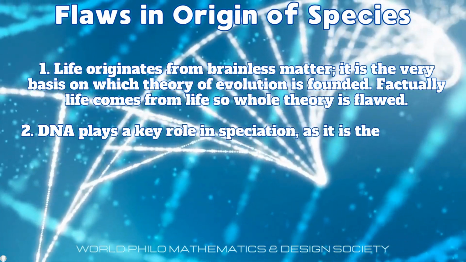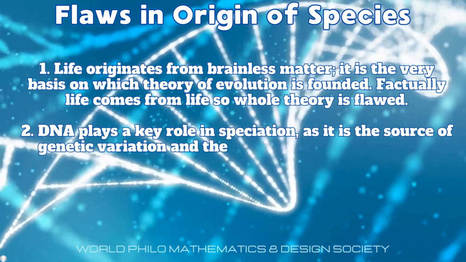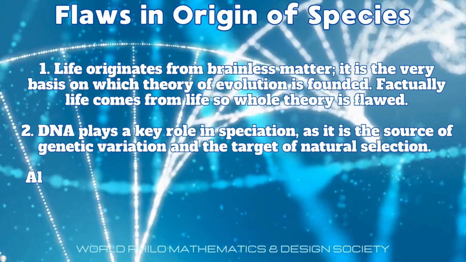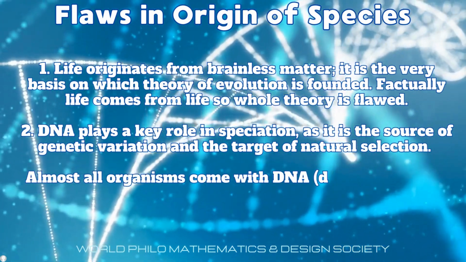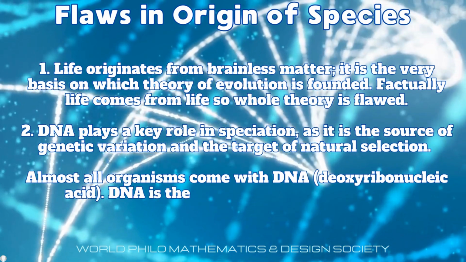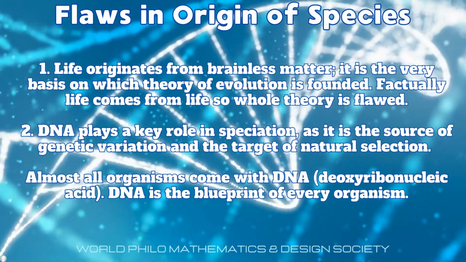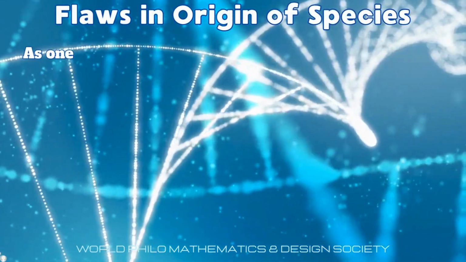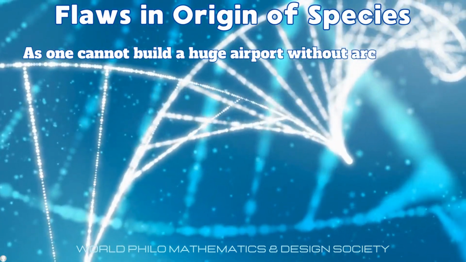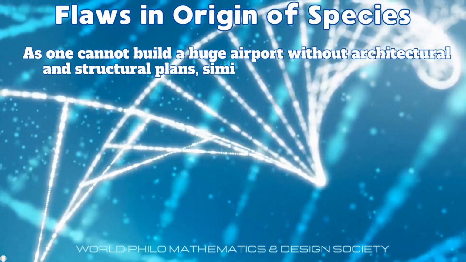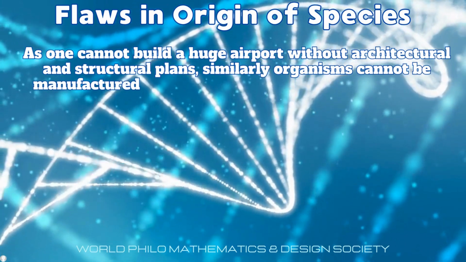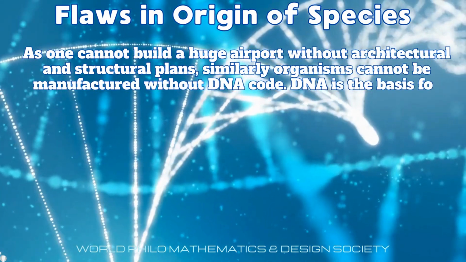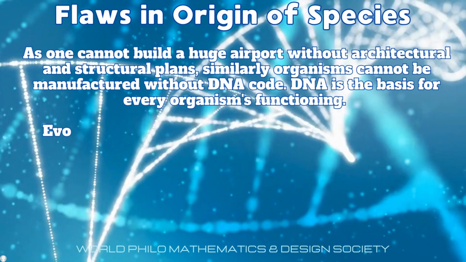Second, DNA plays a key role in speciation, as it is the source of genetic variation and the target of natural selection. Almost all organisms come with DNA. DNA is the blueprint of every organism. As one cannot build a huge airport without architecture and a structured plan, similarly, organisms cannot be manufactured without DNA code. DNA is the basis for every organism's function.